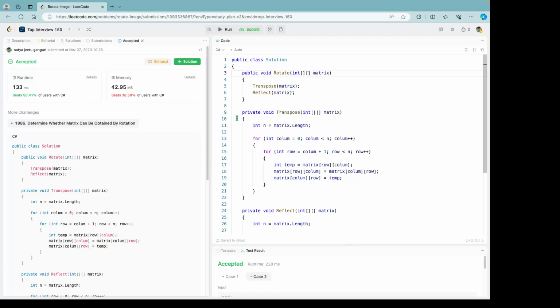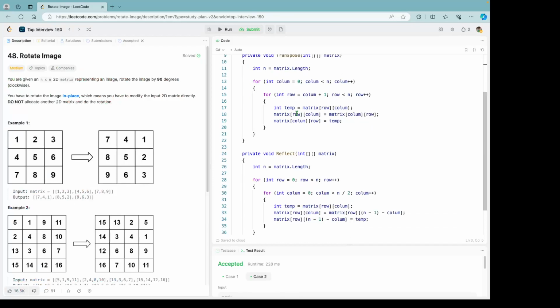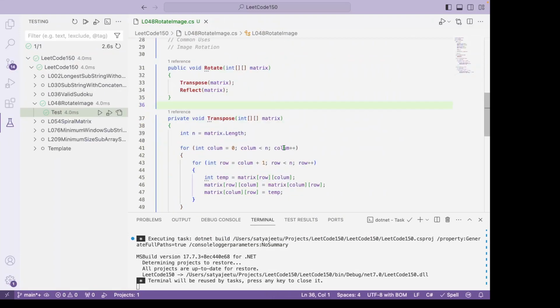So that's the solution for rotate image. That's the theory, and this is the implementation.